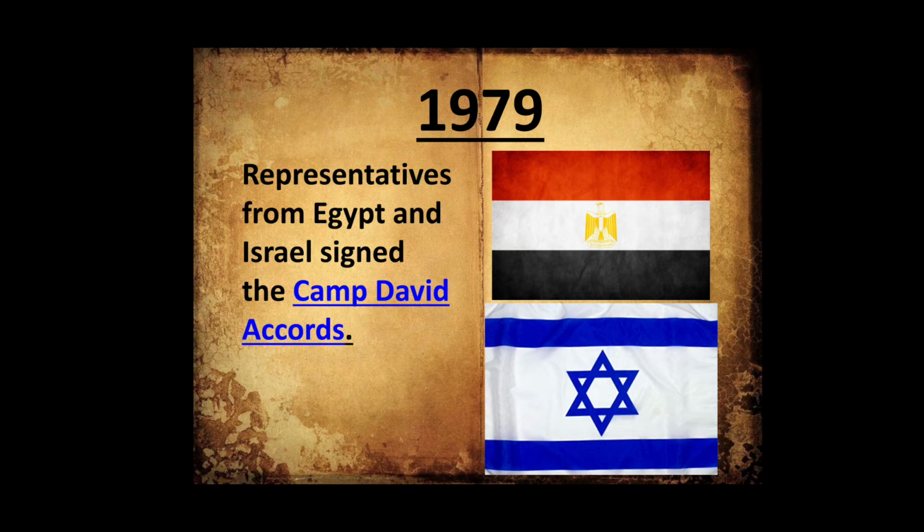Finally, in 1979, following a series of ceasefires and peace negotiations, representatives from Egypt and Israel signed the Camp David Accords, a peace treaty that ended the 30-year conflict between Israel and Egypt. Even though the Camp David Accords improved relations between Israel and their neighbors, the question of Palestinian self-determination and self-governance remained unresolved.